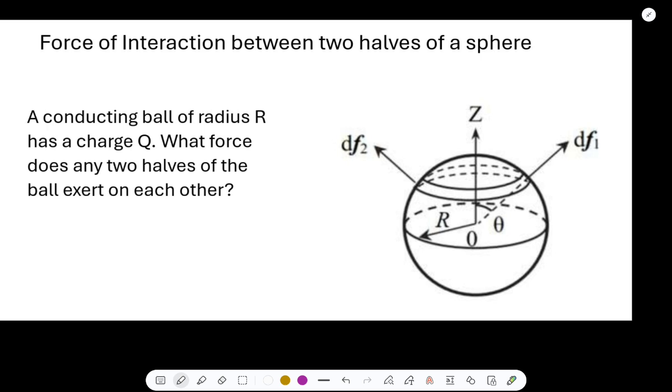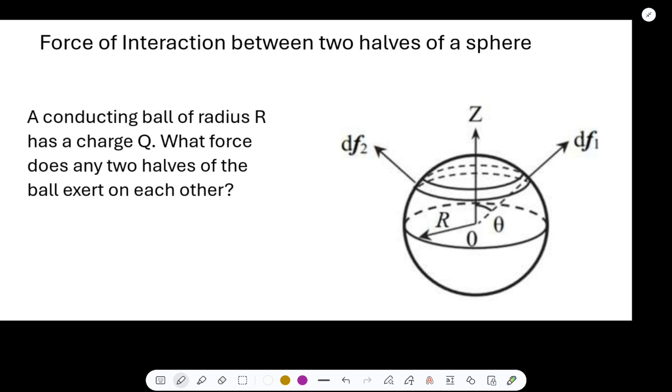This problem is inspired by the last problem we solved, and this is asking about the force of interaction between two halves of a sphere. The problem says that we have a conducting ball of radius r and it has a charge q. What force does any one of the two halves of the ball exert on the other? This is the problem.